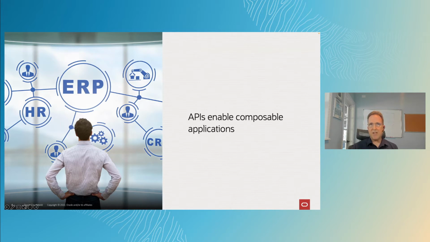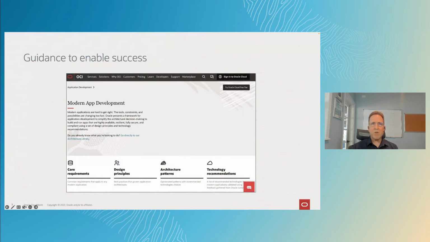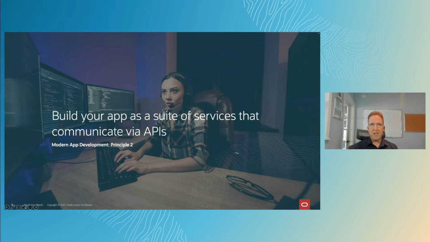As we move to cloud native, it can be a little bit intimidating. So what we've done is we've created a repository of solutions for you. This includes things like the core requirements, the architecture patterns, and also the technology recommendations, and even 10 design principles. So we consider APIs to be super important. As a matter of fact, they're the modern app development principle number 2, which is to build your app as a suite of services that communicate via APIs.